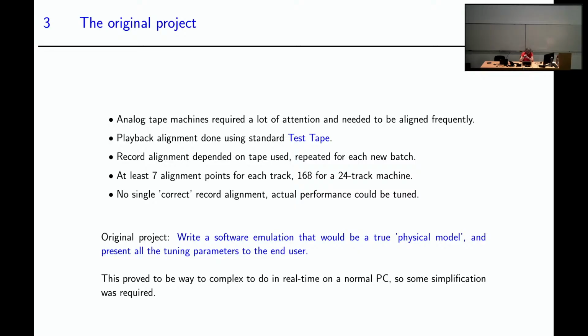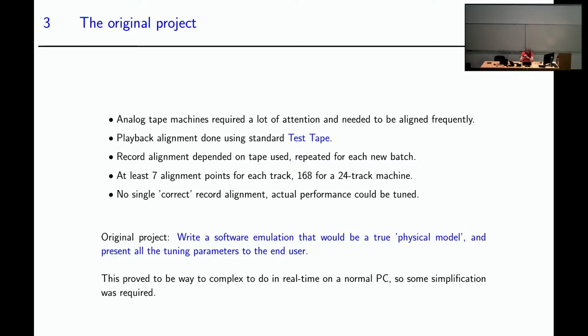So my original project was to make a physical model in software of this whole process, the recording and playback process, and present all these tuning parameters to the end user. So you could do the equivalent of the sound engineer adjusting his machine for the best sound or whatever he wanted.